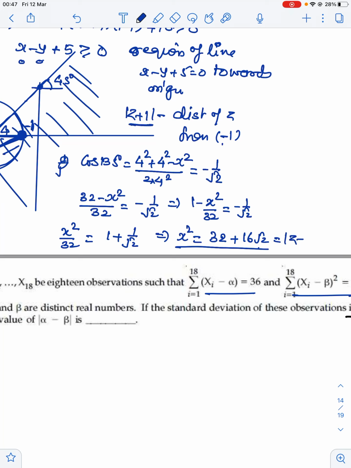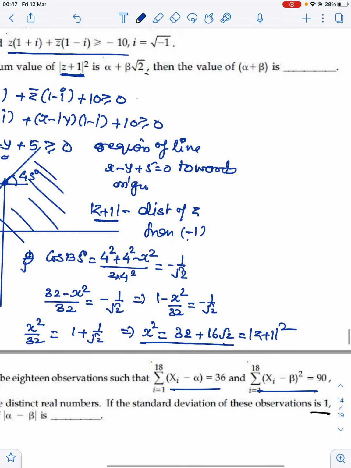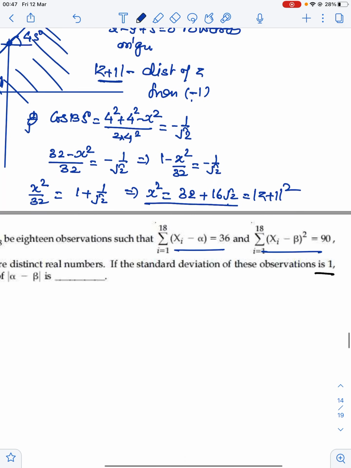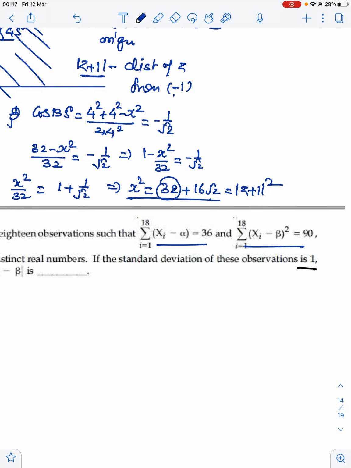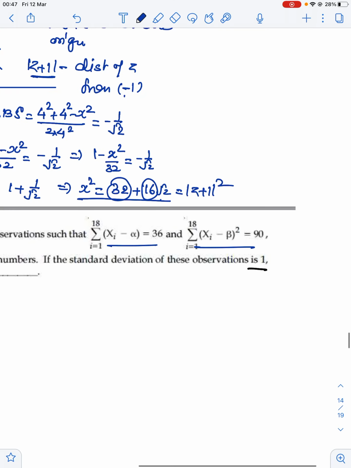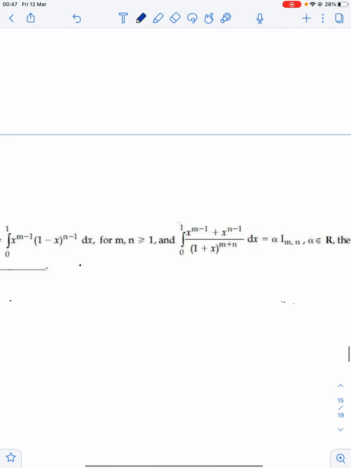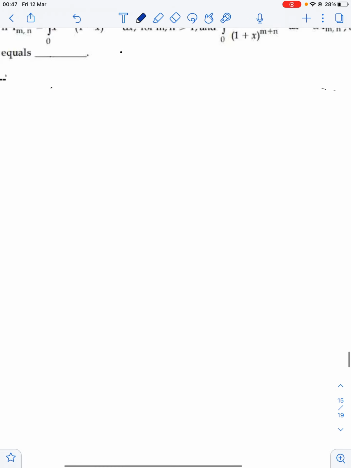This is x squared, and x is nothing but the same thing, |z + 1|. So this is nothing but |z + 1| squared. They have given it in terms of alpha plus root 2 times beta. So we can clearly compare: alpha is 32 and beta is 16. So alpha plus beta is nothing but 48. I hope this will clear the concept.